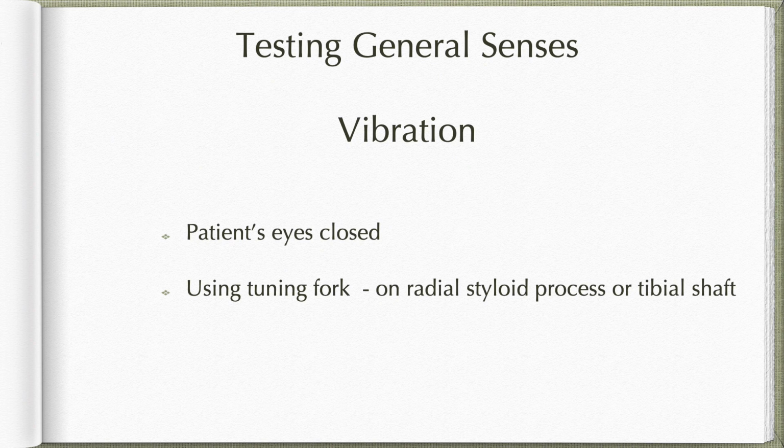For testing vibration, we use a tuning fork. We use it on some of the bony points like styloid process of the radius or on the tibial shaft and ask the patient whether he can feel the vibration. Do test it on your own body to see whether you are also feeling it.